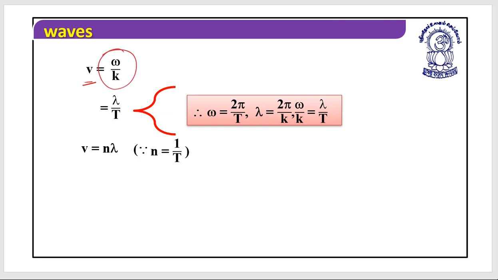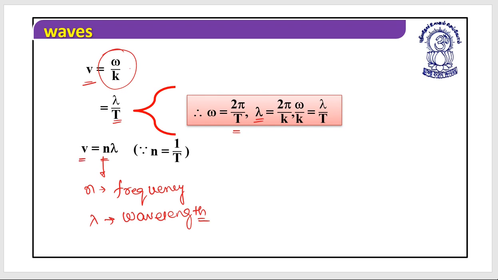So this v is the velocity of the wave, given as v = omega by k. Omega is equal to 2 pi by T, and lambda is given as 2 pi by k. From this we get v = lambda by T, and 1 by T is the frequency, so n is the frequency and lambda is the wavelength. I hope this is clear.